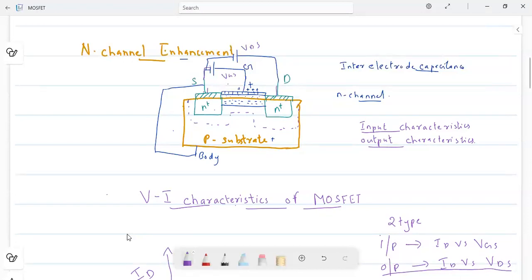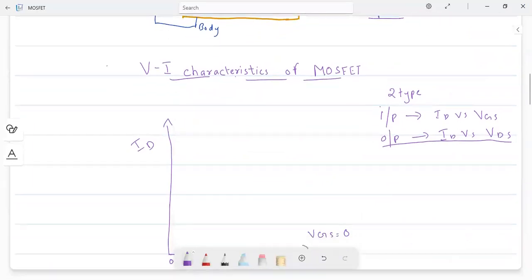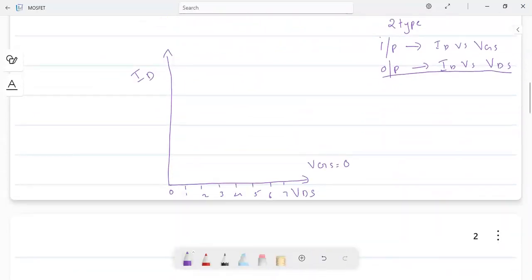So we are keeping VGS at 0 volt, and we are slowly increasing the VDS voltage. So what will happen? We'll see. VGS is at 0 level, VDS slightly we are increasing. There will be some small reverse current, and your MOSFET is in the off condition. When VGS is 0, MOSFET is not turning on. It is in the off condition. This region can be called the cut off state.